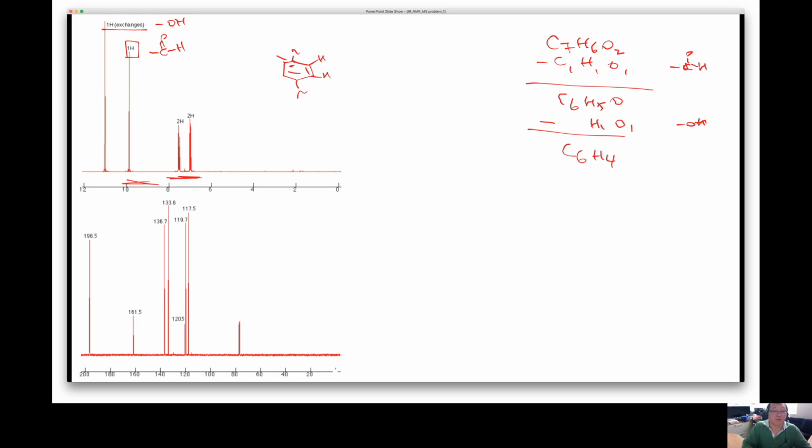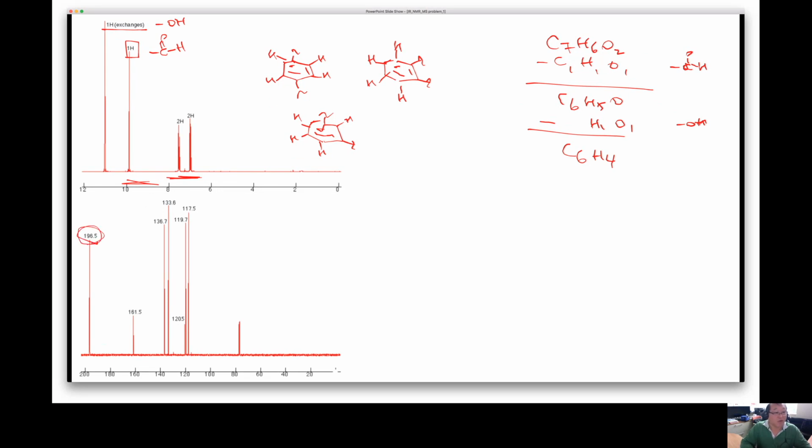There's a substitution point, and then it could be like this, or that could be either. If it's meta substituted, then it could be like this, right? And if it's ortho substituted, then it could be like this. I don't know what it is right now. I'm just going to keep going and try to figure out what it is.